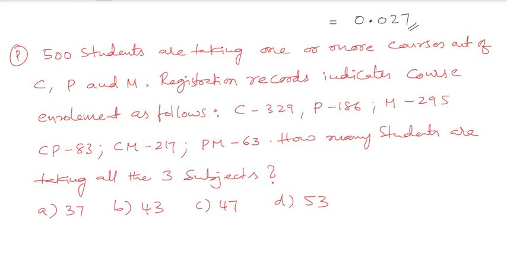Simple question. Maybe the question seems big in size, but that is not a big deal. How do I have to solve this one? Try to understand. This is an application of the addition theorem for three different events. 500 students are taking one or more courses out of chemistry, physics, mathematics. The registration records indicate the course enrollments: how many students are taking chemistry, physics, mathematics, and the pairs chemistry-physics, chemistry-mathematics, physics-mathematics. And they are asking how many students are taking all the three subjects. That is the whole idea. Am I right or not?